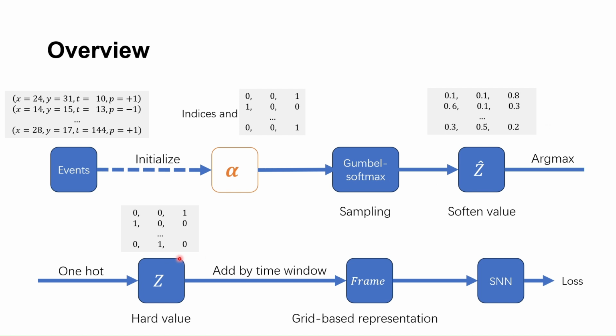These soft values are then converted back to binary data using argmax and one-hot encoding, accumulating several frames over a time window. This process is fully differentiable, enabling us to directly compute the gradient of the loss with respect to alpha.